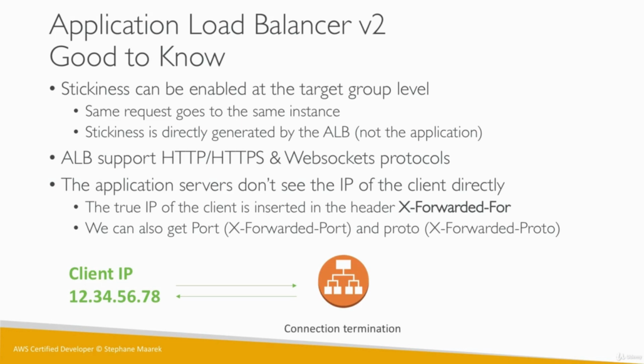And what happens is that the ALB does something called a connection termination. So it will establish a new connection to your EC2 instance. So your EC2 instance sees the private IP of your load balancer. It doesn't see the private IP of the client. And for your EC2 instance to see the IP of your client, so 1, 2, 3, 4, 5, 6, 7, 8, then it needs to look at the header X-Forwarded-For. And this is how you get it. And this is a very popular question at the exam.